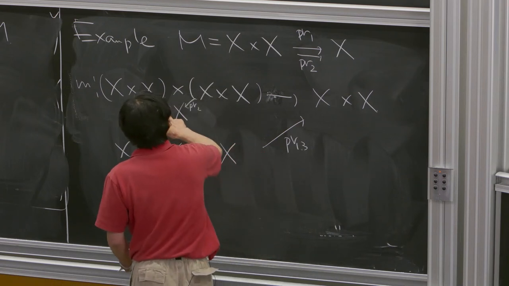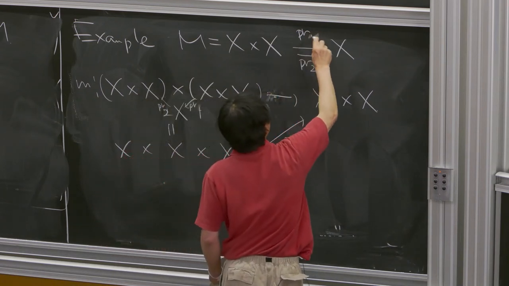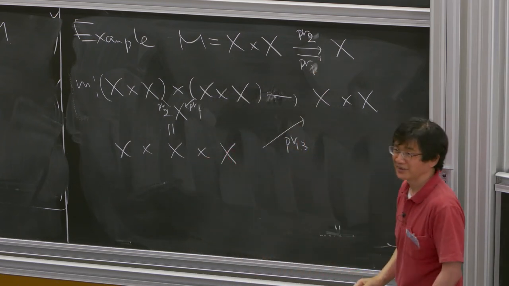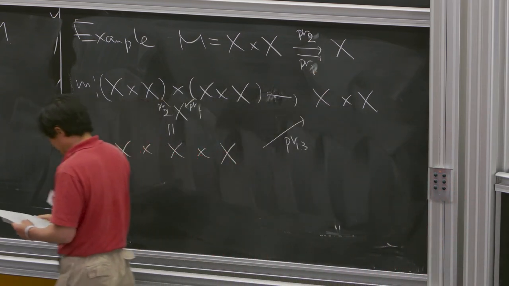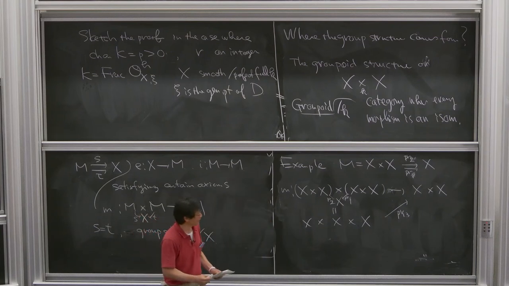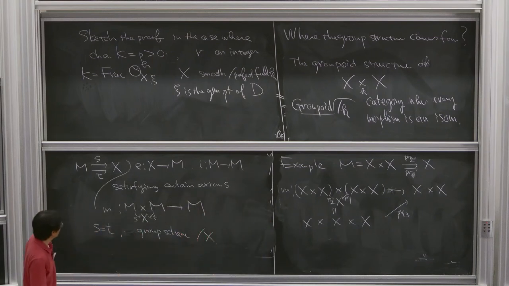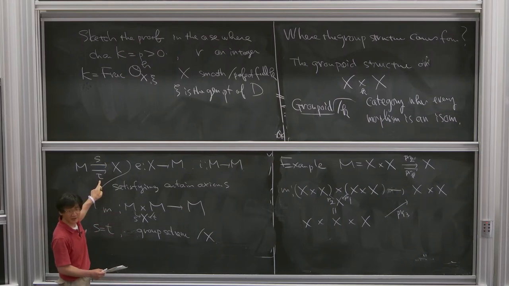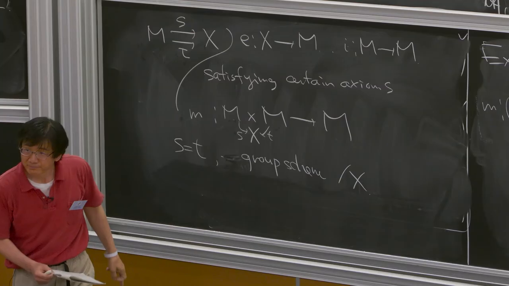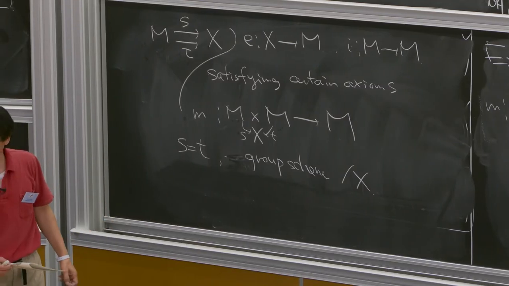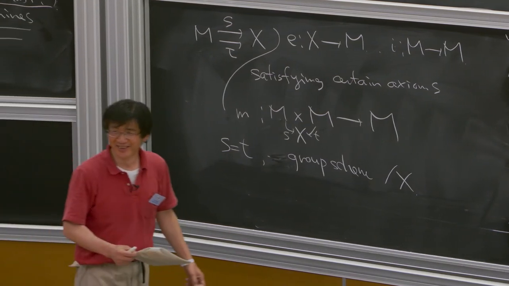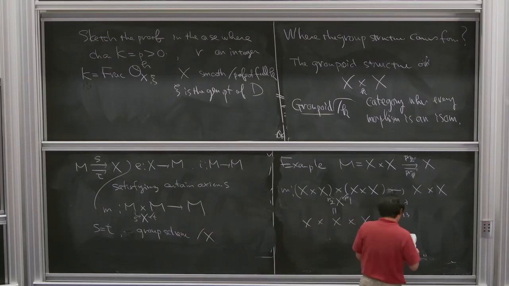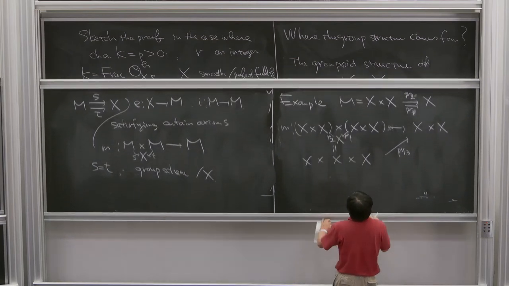Something is wrong. Sorry, I have to switch. Okay. You don't see what? S and T? Yeah, S and T. S is the source and T is the target. Not Saito Takeshi. Okay, so this is the first example.